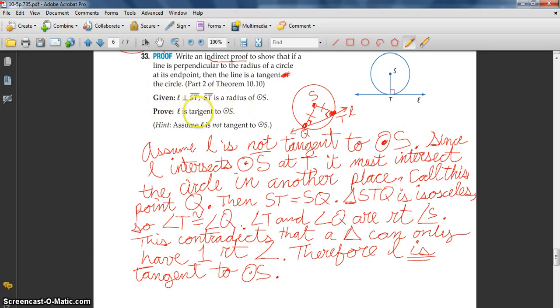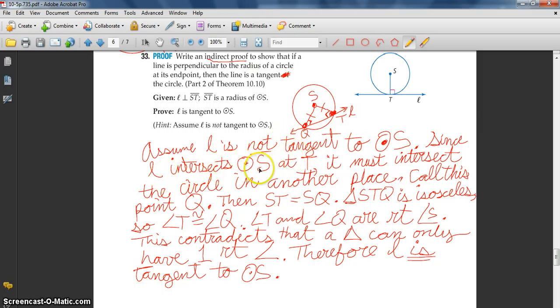So what we're going to assume is the opposite of what we're trying to prove. Assume L is not tangent to circle S. Okay? So we're going to use this diagram to show that. So L is not tangent, so that means that it's going to intersect the circle in more than one point. This is what we would call a secant line.